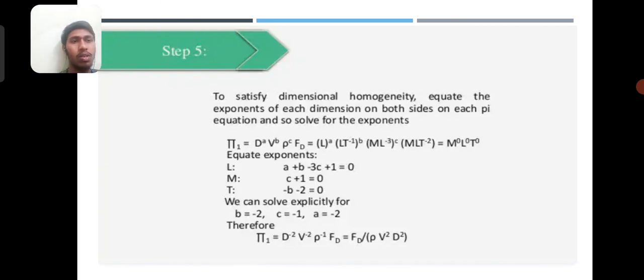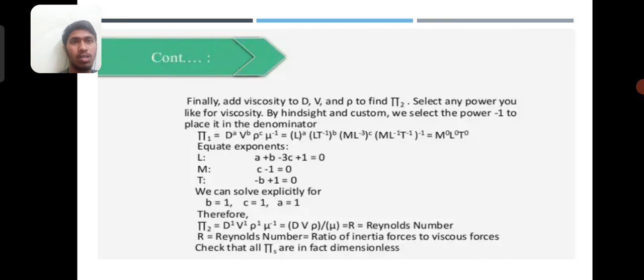where f of t by rho. In further solving, we can write pi 1 equals f of t by rho v square d square. And finally, add viscosity to d, v and rho to find pi 2. Select any power you like for viscosity. By insight and custom, we select the power minus 1 to place it in the denominator, where pi 2 equals d power a, v power b, rho power c, mu power minus 1.